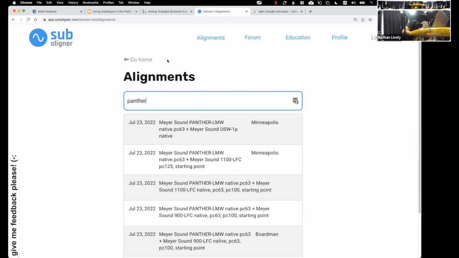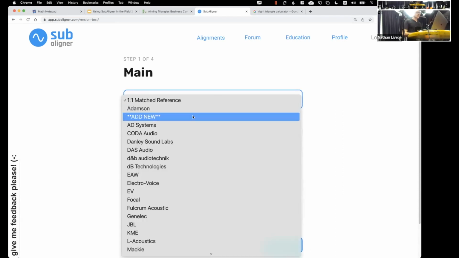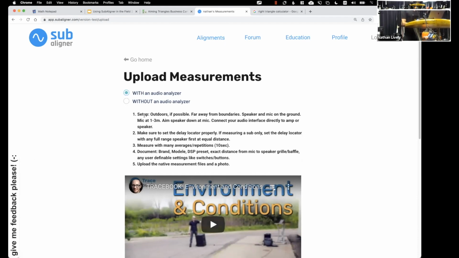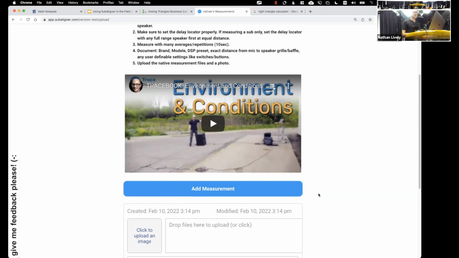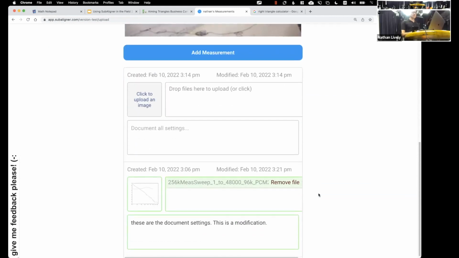There's a question. Is it possible to add speakers which are not in SubAligner into the database so we can use it? Yes. So if you go home and you go to add new, then you can upload your own measurements. So follow these instructions and either upload them here or just email them to me, and I will add them to SubAligner.